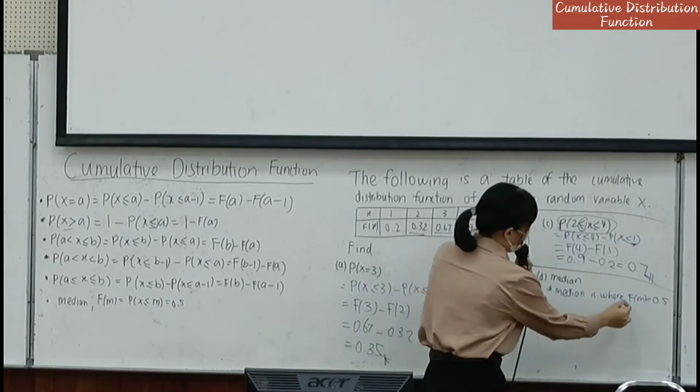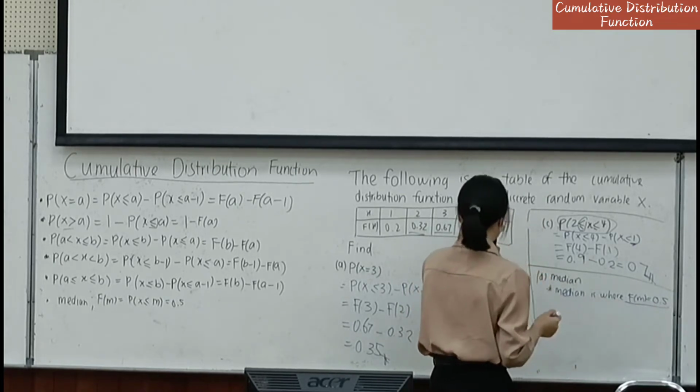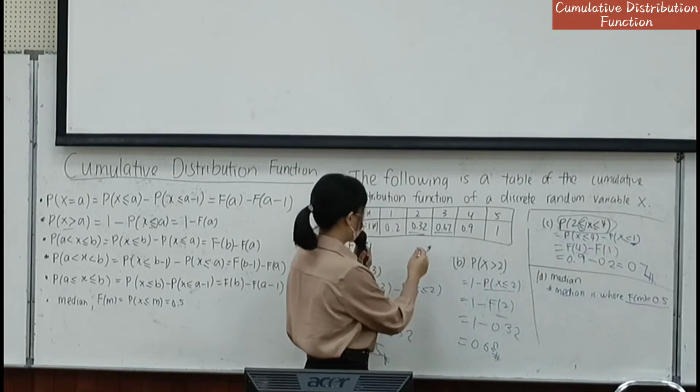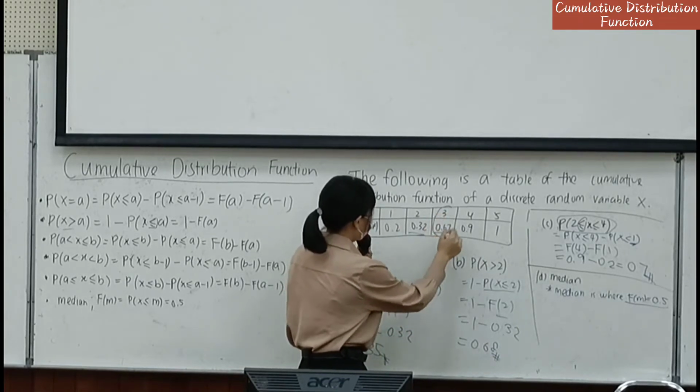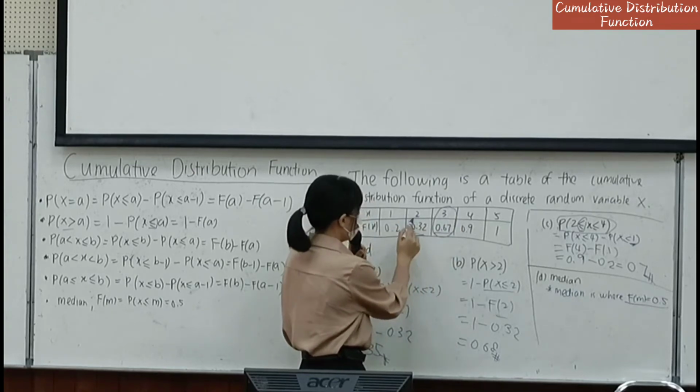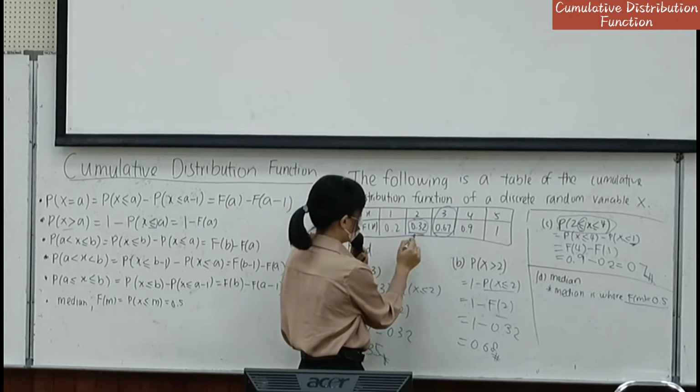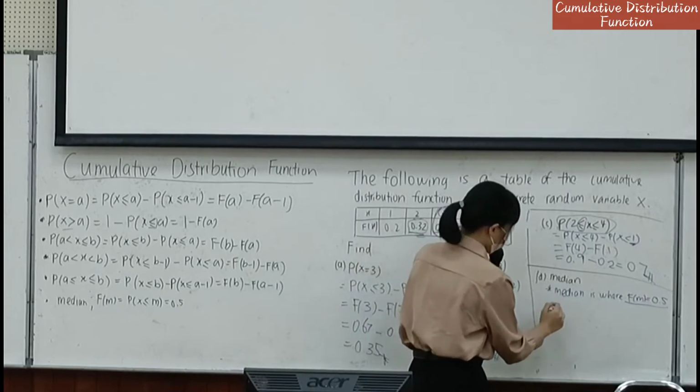Lastly, the question asks us to find the median. The median is where F(m) is equal to 0.5. We can look for it in the table. So obviously the median will be x equals 3, because for F(2) the limit is only until 0.32. So we can conclude that the median is equal to x equals 3.